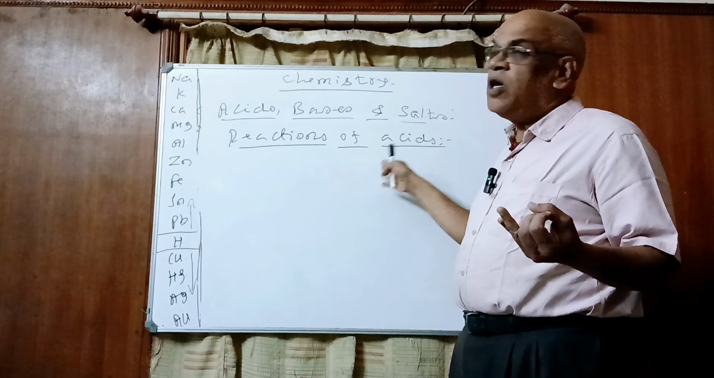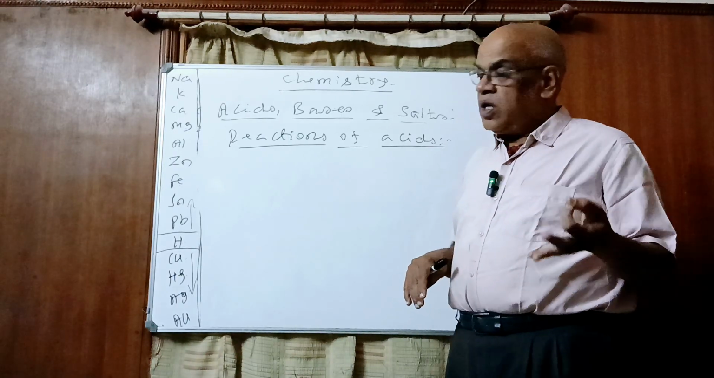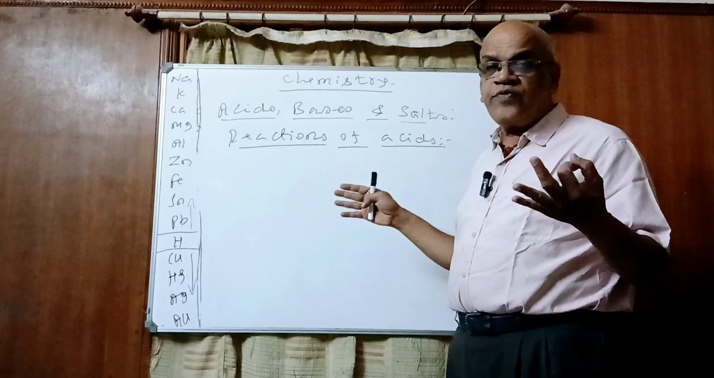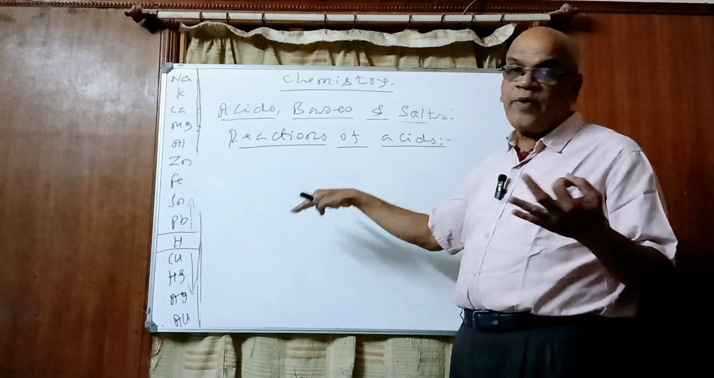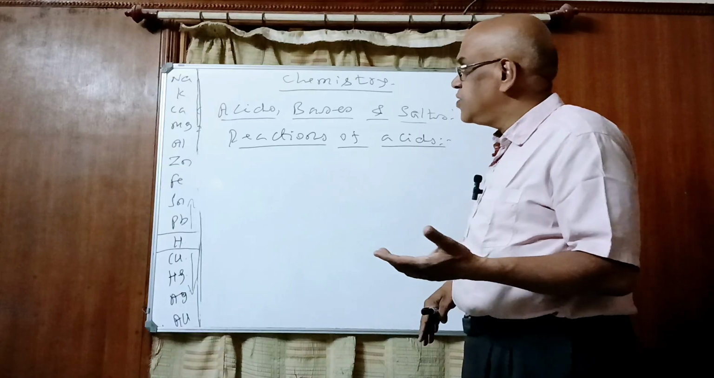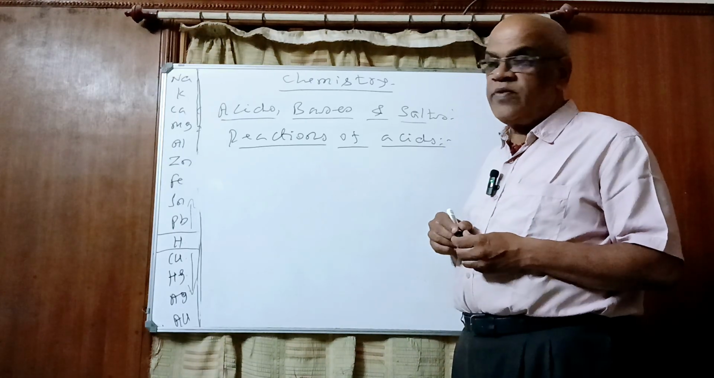Metallic salt and water is formed. Second, third one, reaction of acids react with bases to form salt and water. We already discussed this in the first chapter, and during the beginning topics also we discussed. Then reactions with metal carbonates and metal bicarbonates. We'll discuss it now one by one.